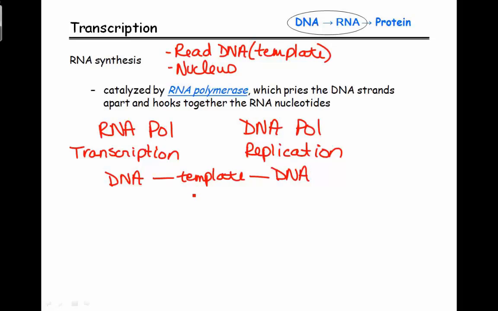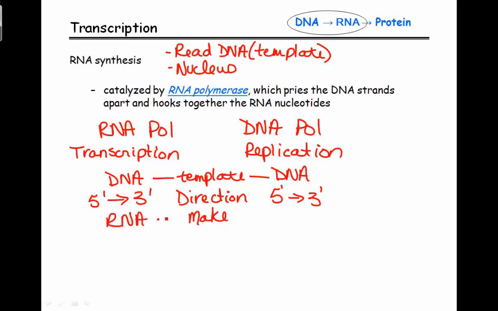Now, as far as the direction of synthesis, that will be exactly the same. It's 5' to 3' in the case of DNA polymerase, and it's going to be 5' to 3' for RNA polymerase as well. What they're making is different. RNA polymerase is going to be making RNA, and DNA polymerase is making DNA.